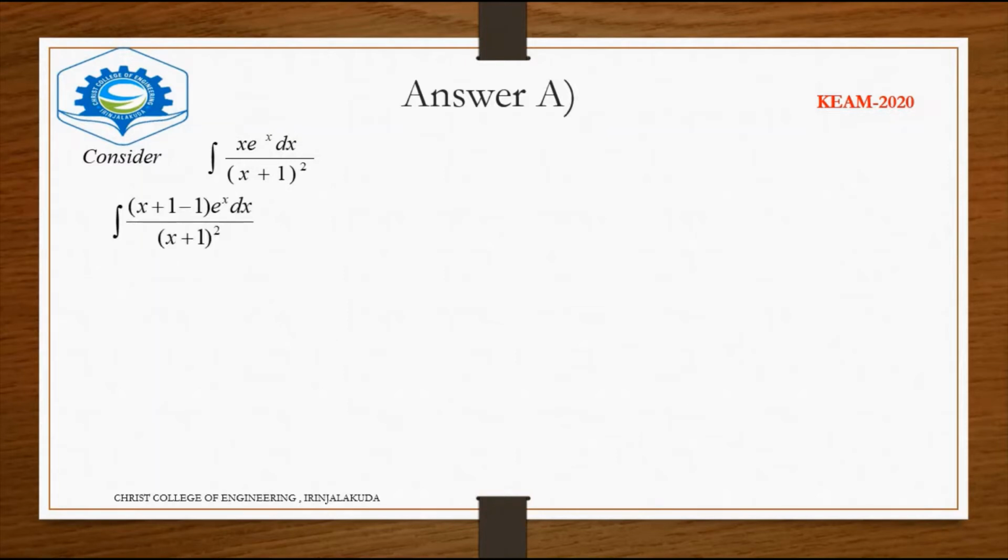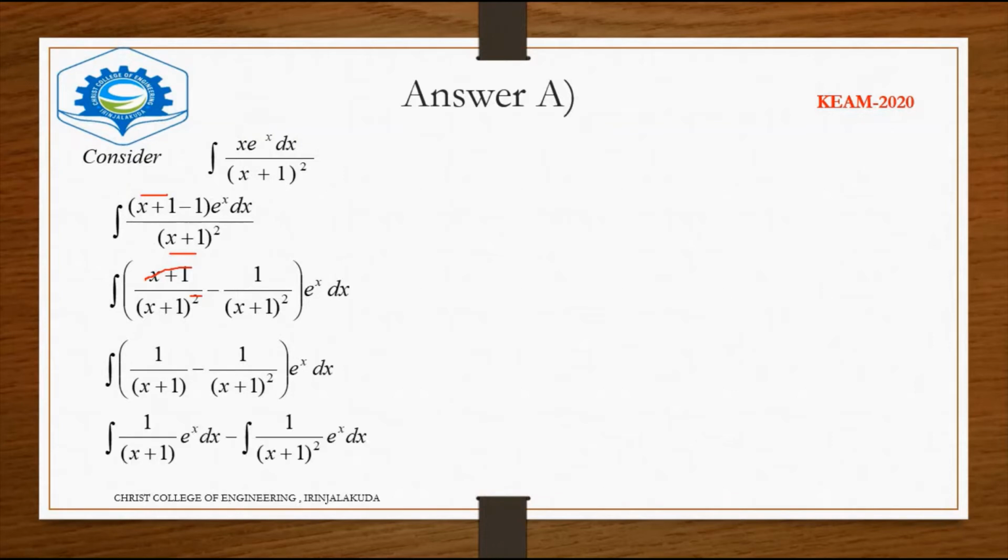So after adding and subtracting 1, you may notice we have x plus 1 as a common term as compared to the denominator. So what we can do is, we can split the integration into two terms, and then since we have common terms, we will cancel those common terms, and then we can open the brackets. Now we are going to apply integration by parts to each of these integrations. So here we have the first one where we can apply integration by parts, and also the second one where we can apply integration by parts.